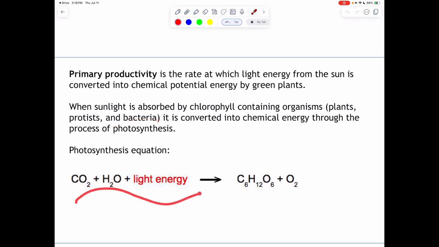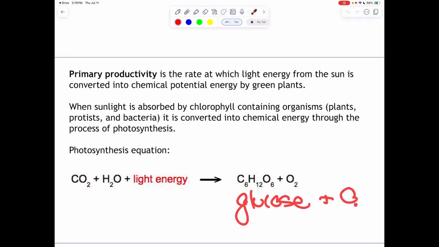So here's our equation that we're going to get very used to. CO2 plus H2O plus light energy inside of a chloroplast in a plant is going to turn into a glucose molecule plus an oxygen molecule. So that's what we're going to get from this photosynthesis reaction.